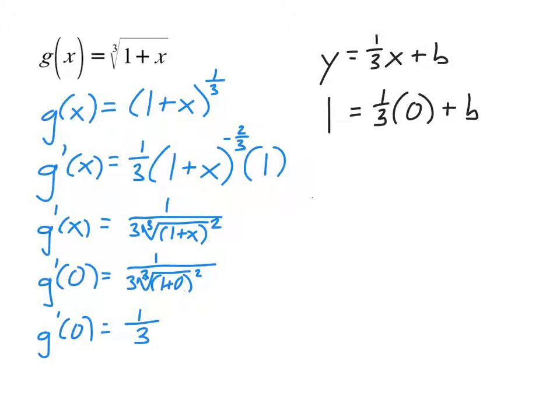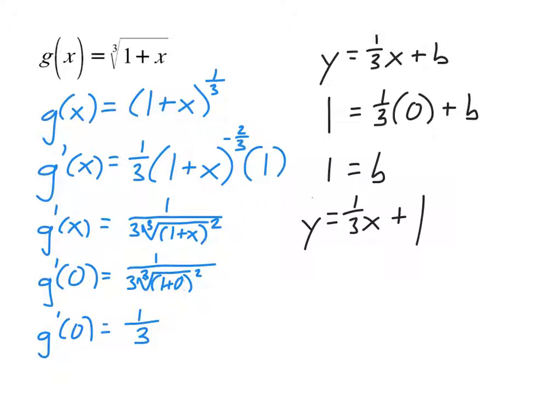Having gotten to that point, we go ahead and solve it for b. Conveniently enough, the 1/3 times 0 becomes 0. So just 1 equals b. And so then we have our equation. y equals 1/3 x plus 1.